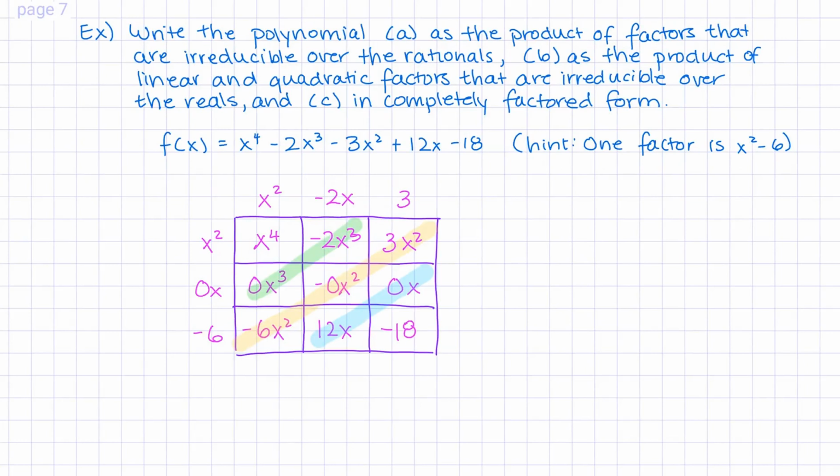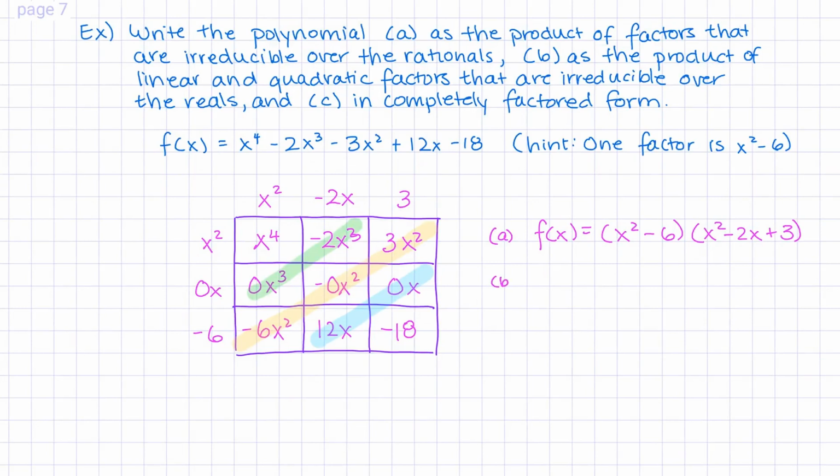So what do we have so far? We have that f of x is equal to x squared minus 6 times x squared minus 2x plus 3. Now let's see, can we factor? That quadratic right there that we got, are there two numbers that add up to negative 2 but multiply to 3? And there aren't. So this thing will not factor using rational numbers. And this thing will not factor either using rationals. So this is the answer to part A.